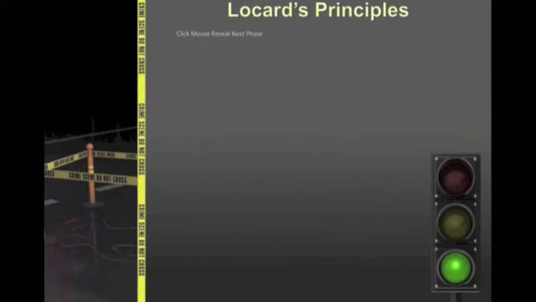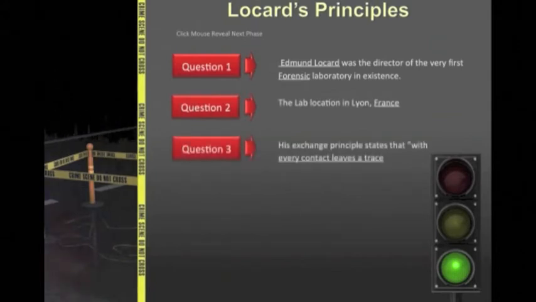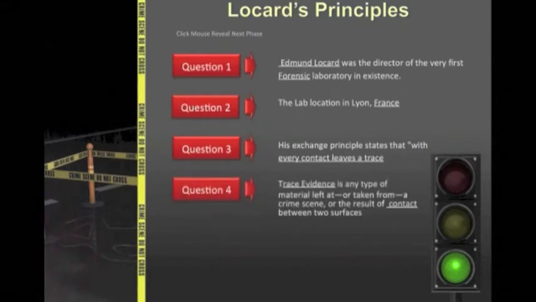Locard's principle. Question 1. Edmond Locard was the director of the very first forensic laboratory in existence. The laboratory was located in Lyon, France. His exchange principle stated that every contact leaves a trace. Trace evidence is any type of material left at or taken from a crime scene or the result of contact between two surfaces. Hey rookies, don't touch me.